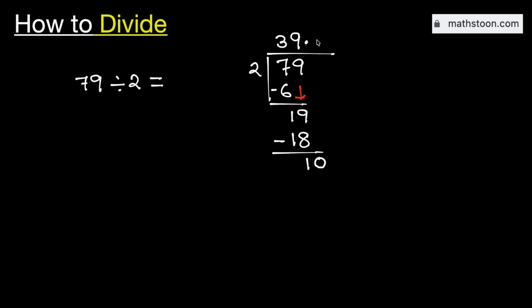Now we know that 2 times 5 is equal to 10. Subtract, we get a 0. As we have got the number 0 and we have no number to bring down here, we will stop. Therefore 79 divided by 2 is equal to 39.5, and this is our final answer.